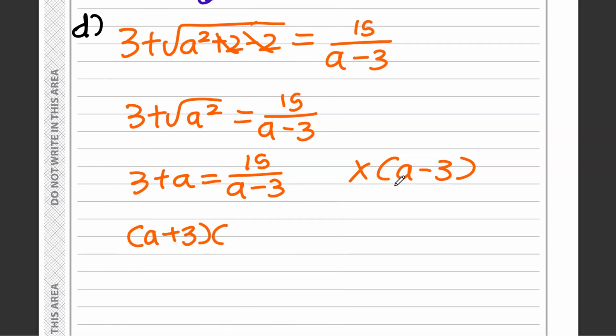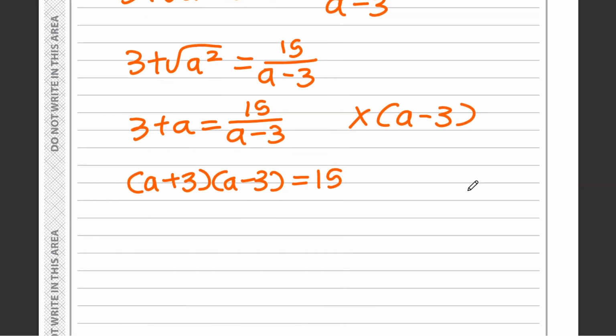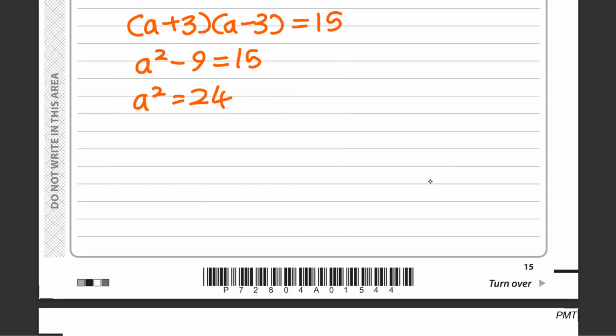And then this is multiplied by this a minus 3, and this is equal to the numerator 15. Now this a plus 3, a minus 3, this is a difference of squares, so this is going to be equal to a squared minus 9, and this is equal to 15. Move the minus 9 onto the other side, so we get that a squared is equal to 24, and take the square root of both sides, so we get that a is equal to the square root of 24.